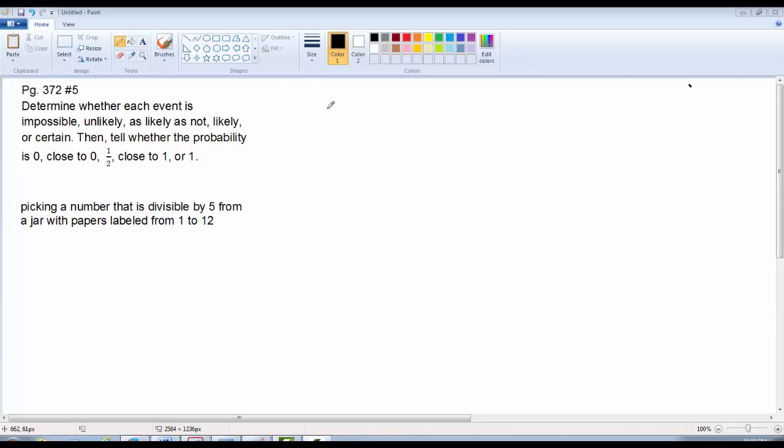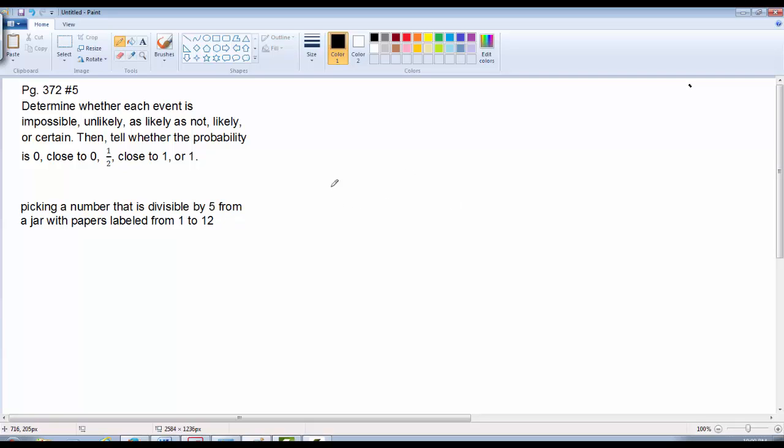Okay, our next problem that we're going to do tonight is on page 372, problem number 5. Determine whether each event is impossible, unlikely, as likely as not, likely, or certain. Then tell whether the probability is 0, close to 0, a half, close to 1, or 1. So our situation says this: picking a number that is divisible by 5 from a jar with papers labeled from 1 to 12.